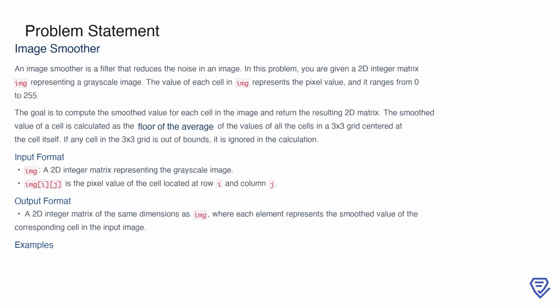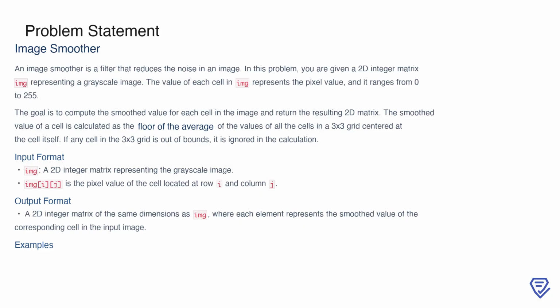Let's dive in. An image smoother is a type of filter used to reduce noise within an image. In this problem, the image is represented as a 2D integer matrix called IMG, where each element corresponds to a pixel value in grayscale, ranging from 0 to 255. The objective is to calculate a new matrix where each cell contains the smoothed value of the corresponding cell in the original image. To determine this smoothed value, we consider the 3x3 grid of cells centered around the target cell, calculate the average of the pixel values within that grid, and then take the floor of the result.